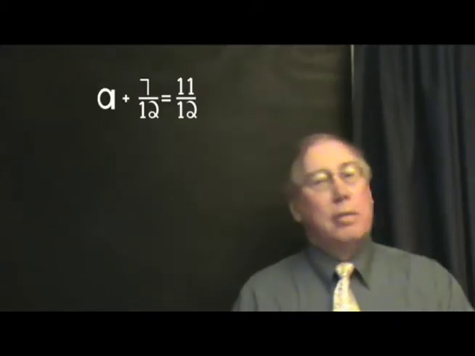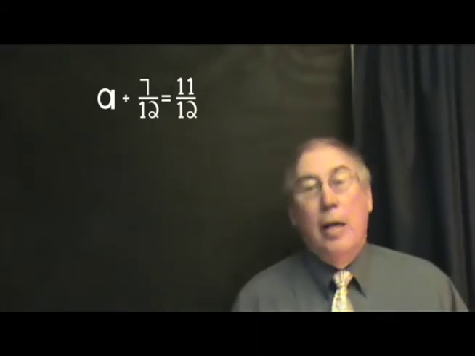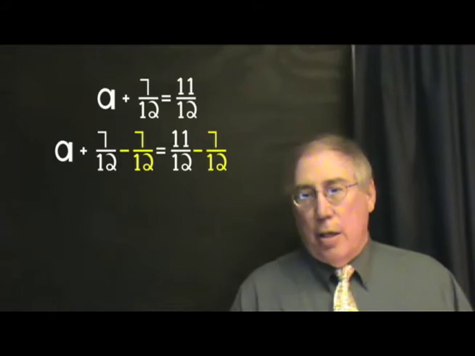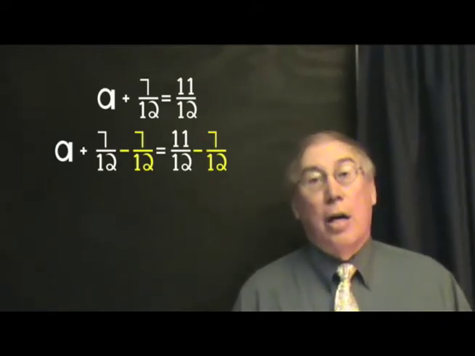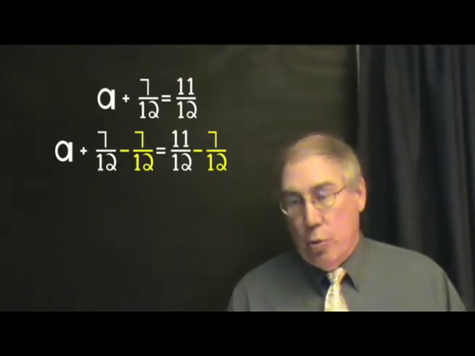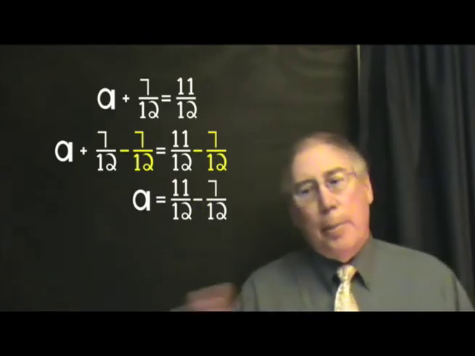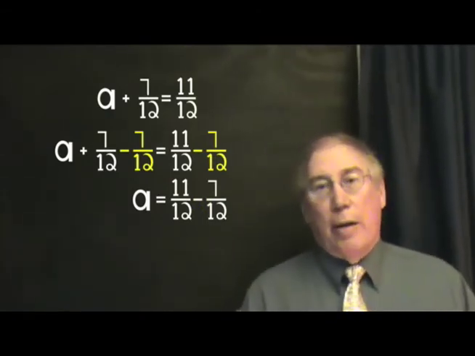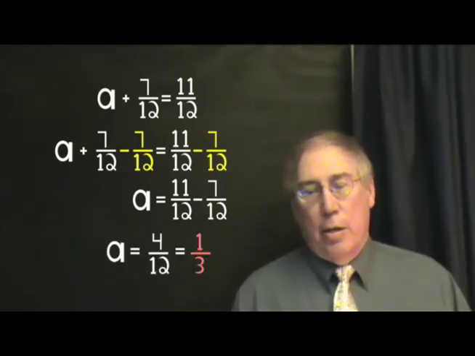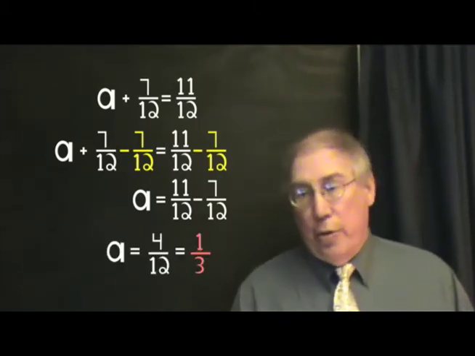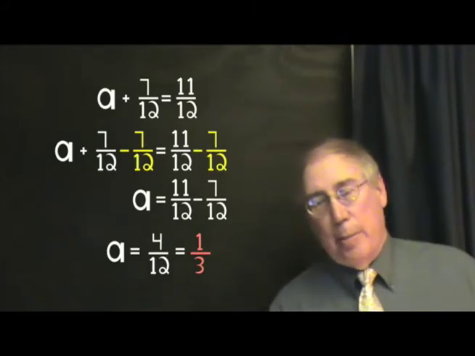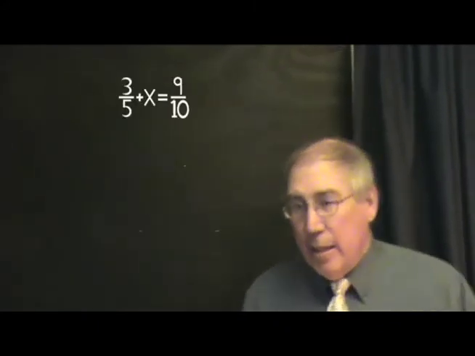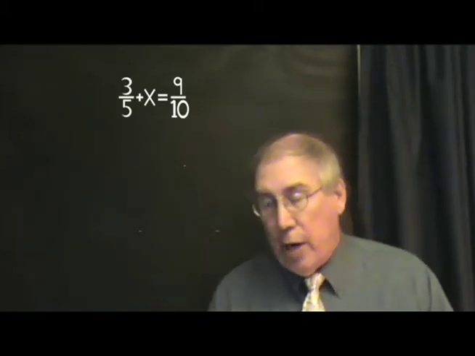Fractions. Work it the same sort of way. You're going to have to watch the denominators though. So let's subtract negative 7/12 from both sides. Now the denominator is the same, so we can just subtract the numerators and put them over 12. So we'll get 4 over 12, which reduces to 1/3. We divide 4 into the numerator and denominator of 4/12. We'll get 1/3.